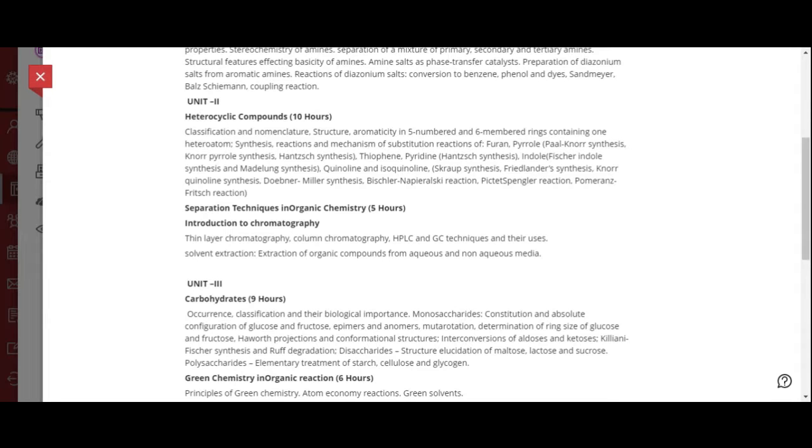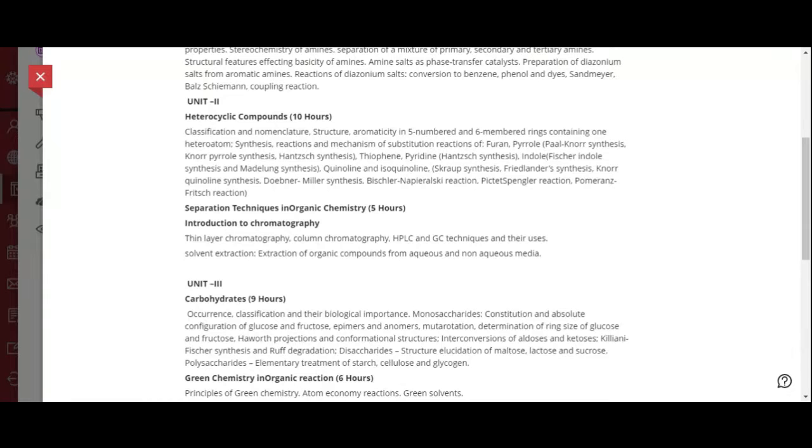Yes or no? So that is the separation technique we will study in this. Right? And okay, so in unit 3 carbohydrates, there is occurrence, classification and biological importance, and their types of carbohydrates like monosaccharides, disaccharides, and polysaccharides.